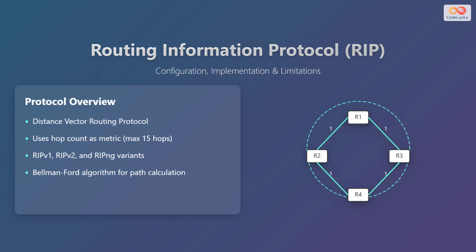RIP is a distance vector routing protocol, which means that routers exchange routing information with their neighbors, including the distance to various networks. RIP uses hop count as its metric to determine the best path. The maximum hop count is 15. A hop count of 16 is considered unreachable. There are primarily three variants of RIP: RIP version 1, RIP version 2, and RIP next generation. RIP uses the Bellman-Ford algorithm for calculating paths.